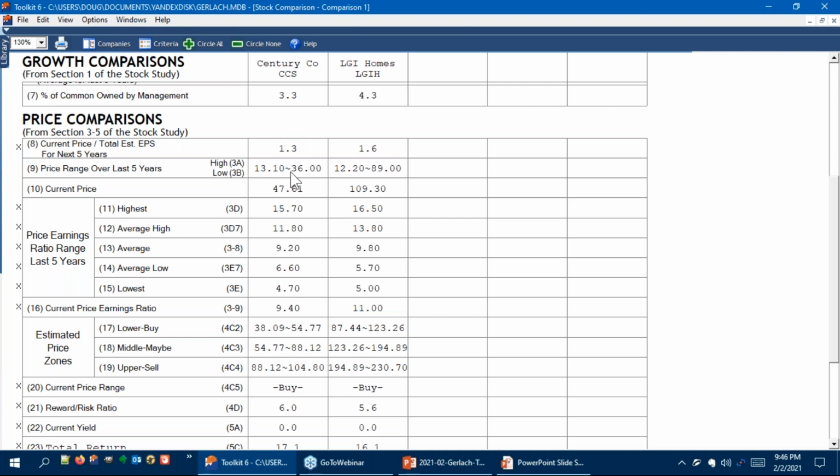The price range over the last 5 years, again, I don't consider that as relevant, and it's not something that is selected in the program, and neither is the current price, 47 versus 109, and that makes no difference whatsoever.